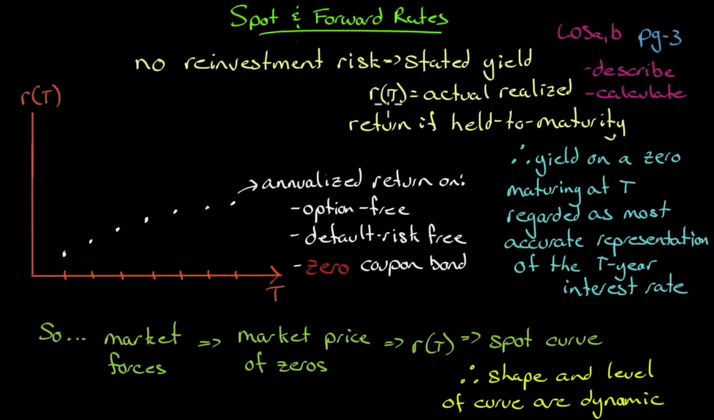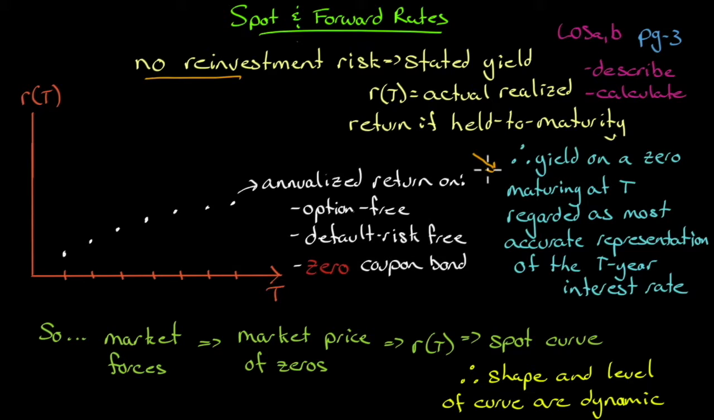Thus, the stated yield, whatever the spot rate we arrive at, is the actual realized return if held to maturity. The yield on a zero maturing at T is regarded as the most accurate representation of the T-year interest rate. No reinvestment risk, hence we can arrive at that conclusion, the most accurate representation of the T-year interest rate.